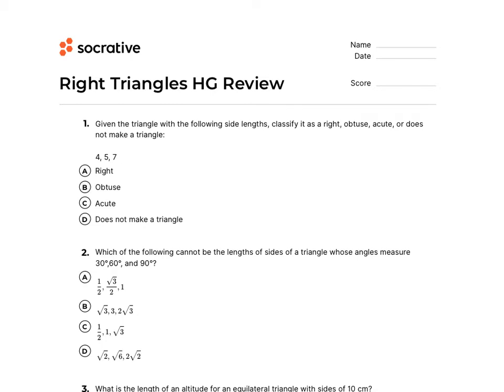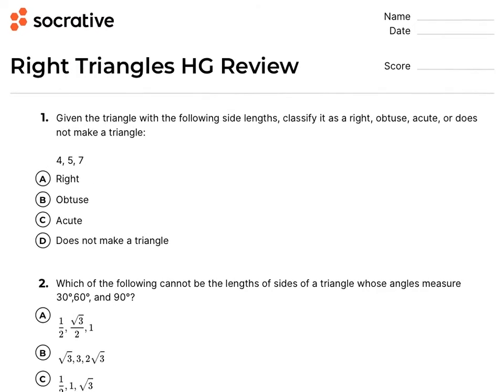In this video, we will go over the right triangles unit. So let's start with number 1. We are asked to classify this triangle as right, obtuse, acute, or does not make a triangle. So the first thing we need to check is, does this form a triangle?